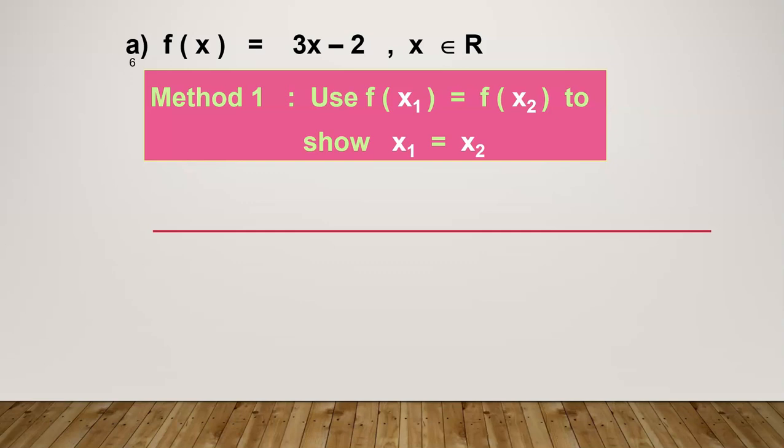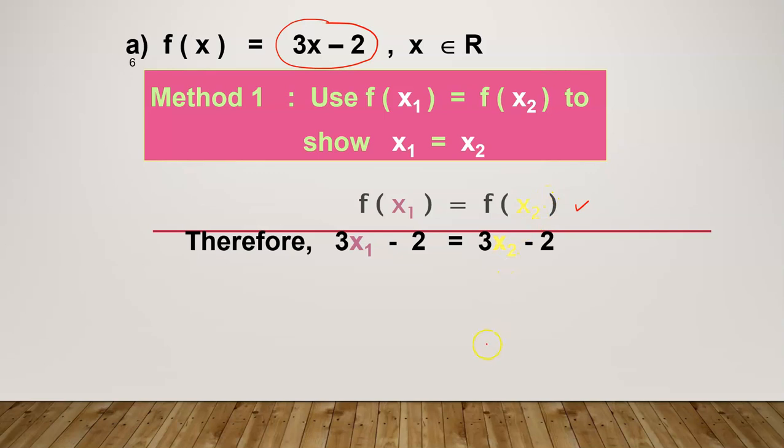So we use the first method, the algebraic approach. If we have f(x1) equals f(x2), we start with this expression. For this method, we always start with this expression, and then we substitute into the equation. Your general equation is 3x minus 2, but the left-hand side becomes x1 and the right-hand side becomes x2.